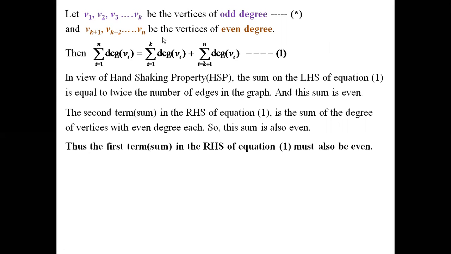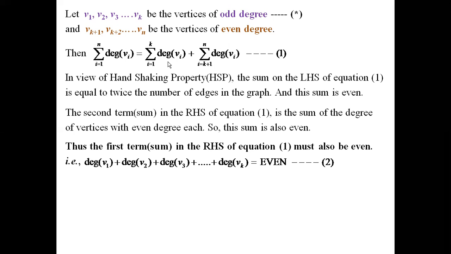So what happens? The first summation in the RHS of equation 1 must also be even. We already know the LHS part by the handshaking property is an even number. The second summation, which is the sum of the even degrees, is again even. So the first sum in the RHS of equation 1 must also be even. That is, degree of V1 plus degree of V2, etc. up to degree of Vk must be even.